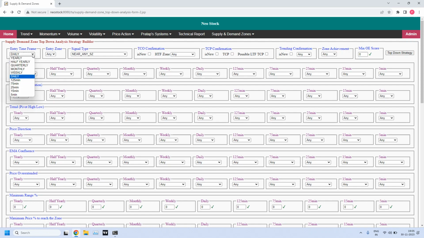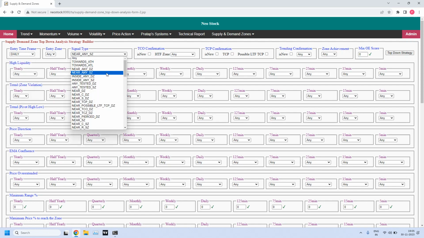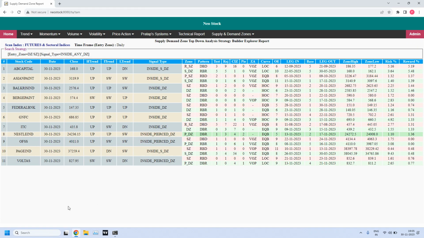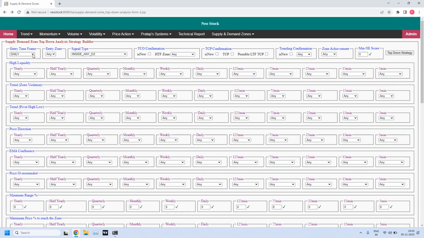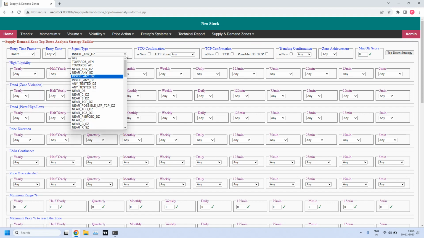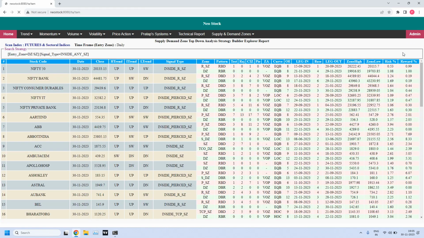Entry time frame is daily. Let us find the stocks where price closed inside daily demand zone. The total 11 stocks are filtered where price closed inside daily demand zone. So let's go back. Entry time frame is daily. Let us filter the stocks where price closed inside daily supply zone. So this is the filtered list.